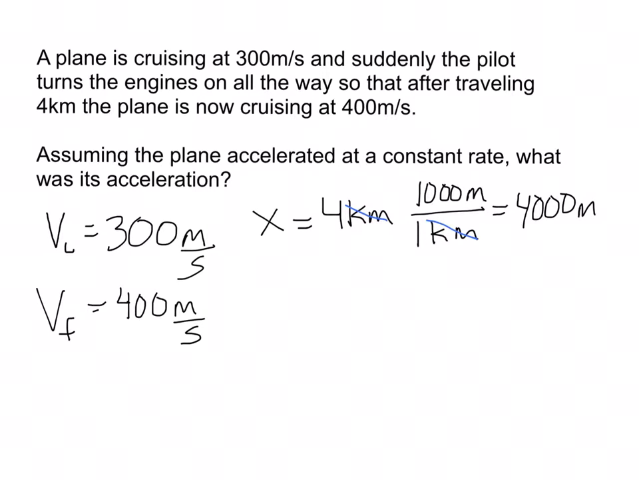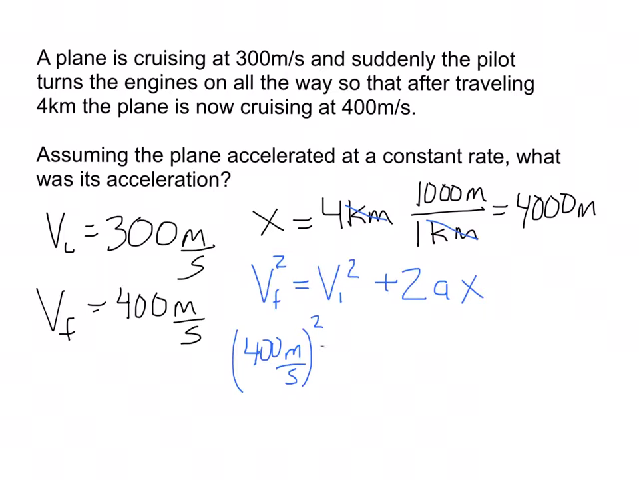So we remember our equation. The final velocity squared equals the initial velocity squared plus 2 times the acceleration times x. So what I'm going to do now is substitute in my values. So I got 400 meters per second quantity squared equal to 300 meters per second quantity squared plus 2 times this acceleration we're looking for times 4,000 meters.